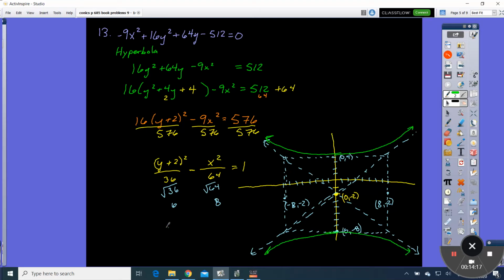And now I can also do c squared equals a squared plus b squared. So 36 plus 64 makes 100. So c squared equals 100. So c equals 10. So that's 10 from here. So that's up 6, 7, 8, 9, 10. So there's one focus. So 0, 8. And I'm going to go down here 1, 2, 3, 4 more. There's my other focus. That's 0, negative 12. Okay, so those are my focal points.